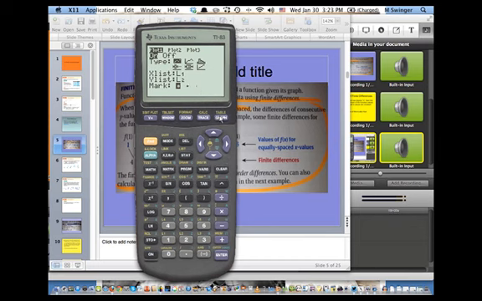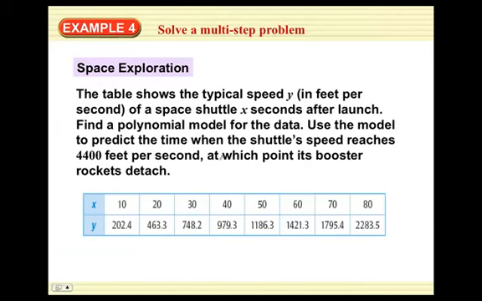Now, even if you hit graph, you're still not going to see it. I'll even do it for zoom 6. Here's what you're probably going to see. That's all you're going to see, even though your stat plot is on. Why? Because look at these numbers. X starts with 10. Think about your window right now. Your window goes from -10 to +10. This starts at 10 and keeps on going to 80. Look at your Y value. It starts at 200 and goes to 2,000 some.